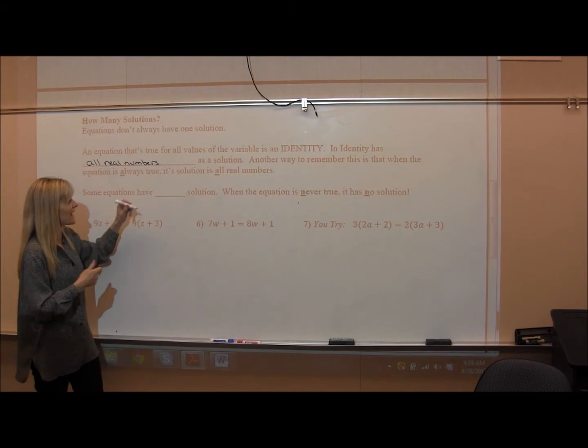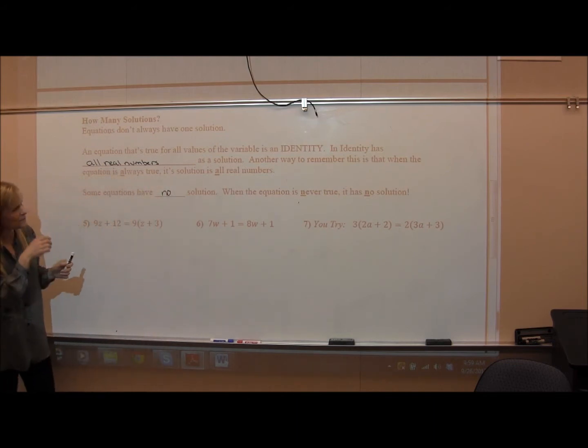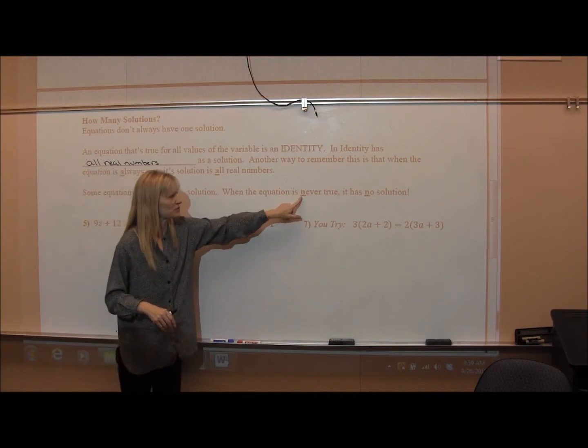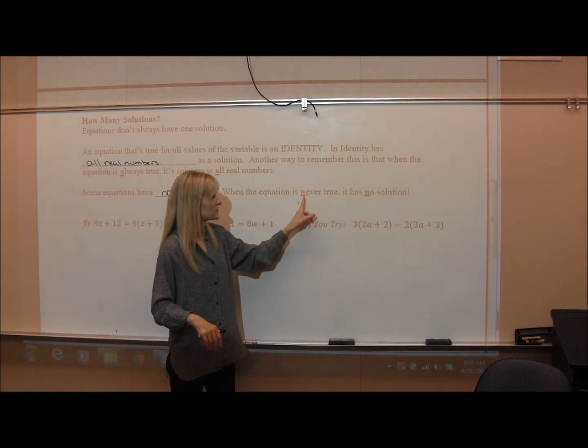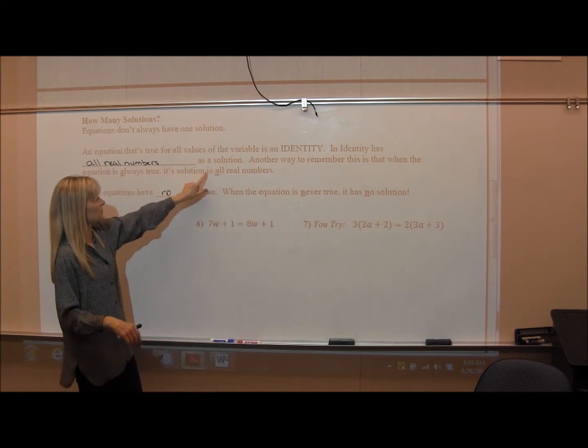Some equations have no solution. When that happens, when the equation is never true, like you get 3 equals 2. Go through all your work and you get 0 equals 6. Wait, something's wrong. Then that equation has no solution. So if it's never true, it has no solution. So the ends match on that one. If it's always true, it's all real numbers.